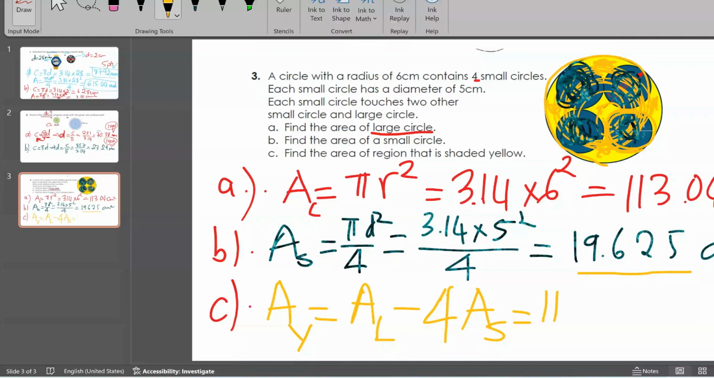Right. So this is 113.04. Sorry, 113.04 minus 78.5 equals 54.54? Wait, I check as well. 113.04 minus 78.5 is 34.54. Oh, no, I got 54.54. 34.54? Okay, 34.54. This is number three.